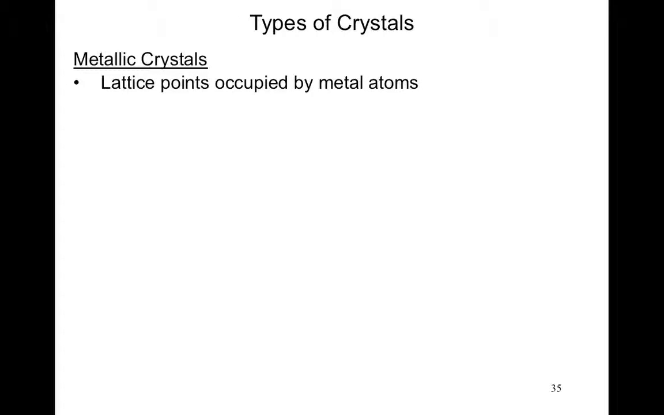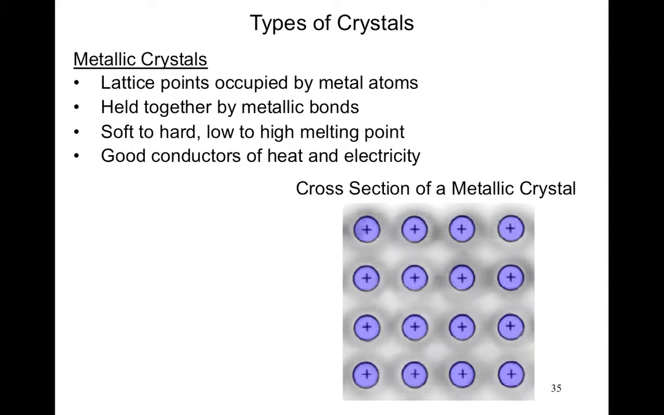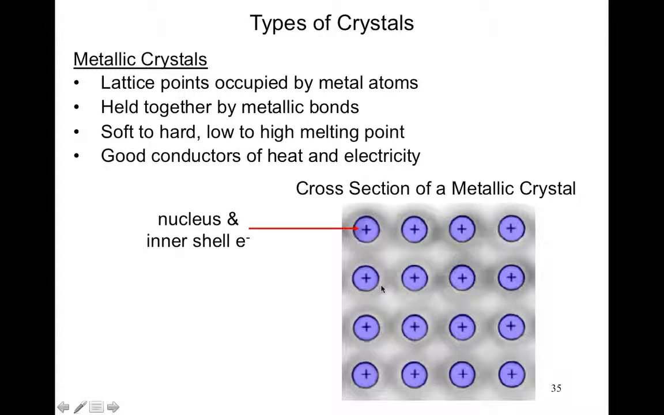Then there's metallic crystals, where of course all of our lattice points are occupied by metals. They're held together by metallic bonds. Some metals are pretty soft, some metals are really hard. Some melt at really low melting points, others are very high. They're good conductors of heat and electricity. And here's an example of how a metallic crystal could look. All of the metal atoms are positive. They're surrounded by a sea of electrons. That's what makes them such good electricity conductors. So the nucleus is on the inside, and the sea of electrons is moving all around the outside of those positive nuclei.